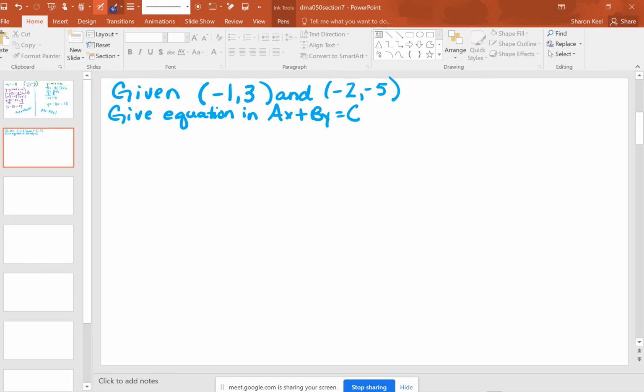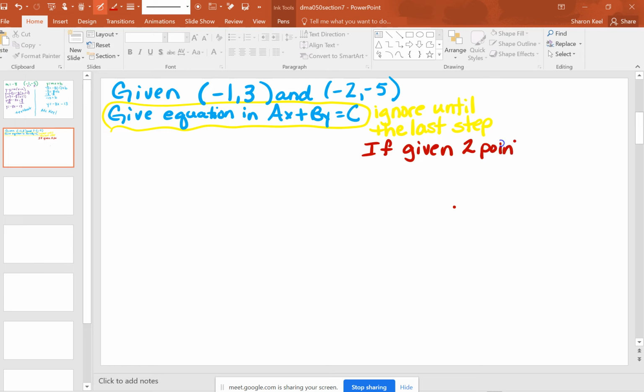Okay? The first thing I'm going to tell you is all of this part of the instructions, you're going to ignore until the last step. At the very end, we'll come and put it in that form, okay? So the first thing we're going to start with is when given 2 points, what can we already do? We've learned how to find the slope. So if given 2 points, find the slope.